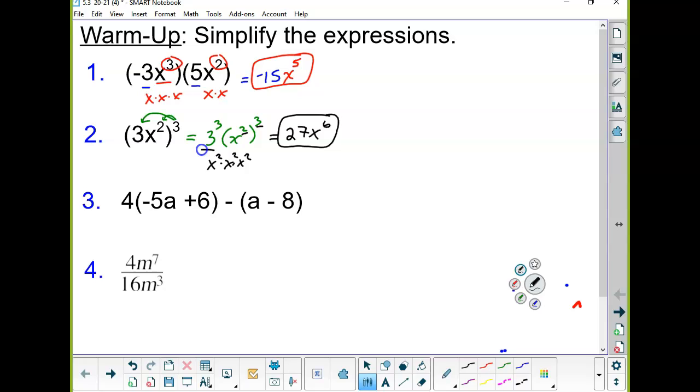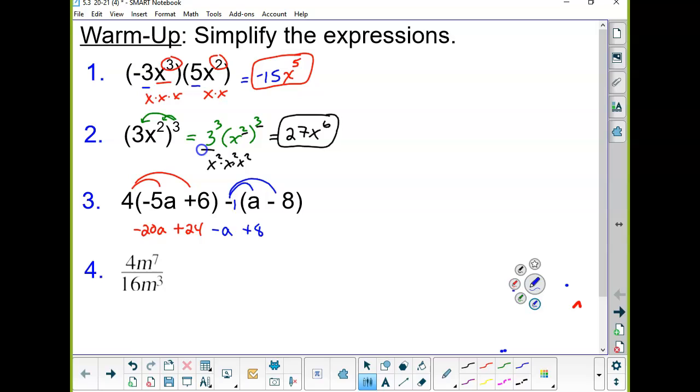Number 3 is testing really one big thing. It's not technically this 4, but we would distribute the 4. So that usually most kids are pretty good with. What it's really testing is this subtraction. We don't like to think of it as subtraction. We want to think of it as adding the opposite. So I'm going to change this to addition, but that would change every sign to the opposite sign. Or another way to think of it is you're really distributing a negative 1. So this becomes a negative 1a and a positive 8.